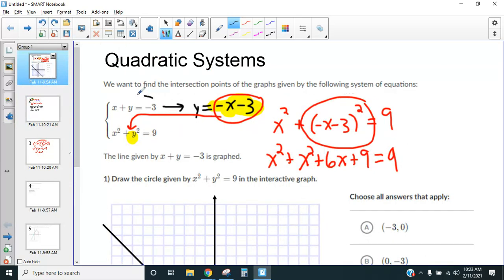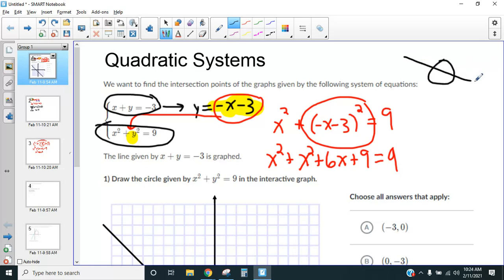What do we have? We have a line. Notice how there's no exponent anywhere? That's a line. And we have a circle. So if a line crosses through a circle, there are three different things that could happen. If we have a circle and a line on the same graph, there's three different things that can happen. It could either cross through twice. What's another thing that could happen?